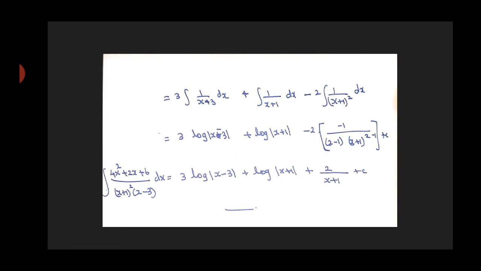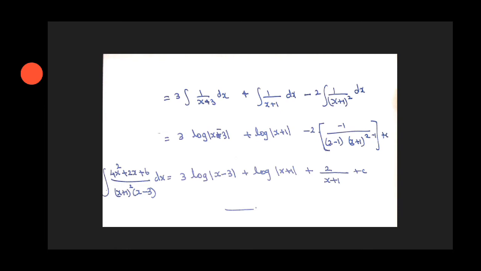3 into 1 by x minus 3 when you integrate, log of x minus 3, plus 1 by x plus 1 integrate, log of x plus 1, minus 2, let it be. Integral 1 by x plus 1 the whole square cannot be applied by log formula, because x plus 1 the whole square, the power is 2, it's not 1. So apply 1 by x power n formula. So minus 1 by n minus 1. So 2 minus 1 into x. In the x place we have x plus 1. So x plus 1 the whole power 2 minus 1. While solving we get the answer.